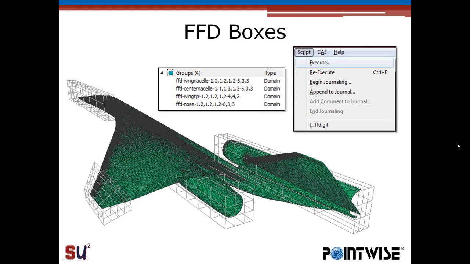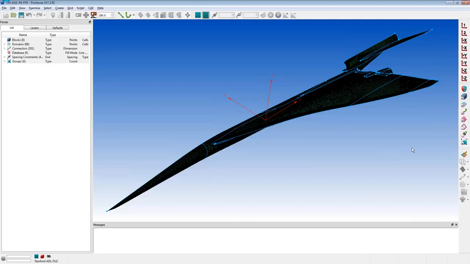And it doesn't only work in 3D, it also works in 2D. So the recent version of SU squared supports 2D FFD boxes. Tom's going to talk about that as well. And the script will allow you to create both 2D and 3D freeform deformation boxes. So I'm going to demonstrate that. Okay, so here is my aircraft again.